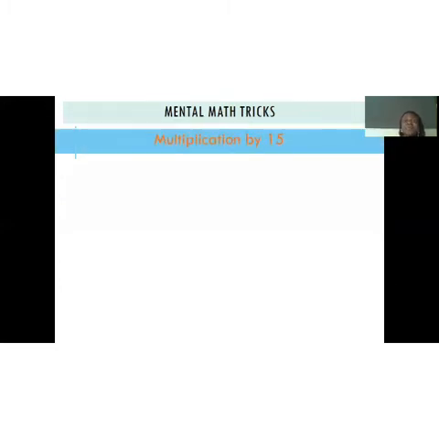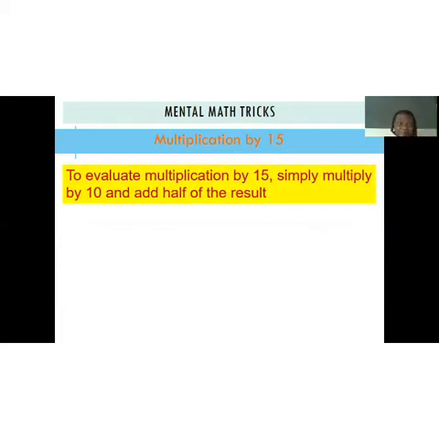Now another one is multiplication by 15. What if you want to multiply a number by 15? The trick here is to multiply it by 10 instead. Then the answer that you get from multiplying by 10, divide that answer by 2 and add it to the previous result you got. Let's look at an example so that you can understand it.